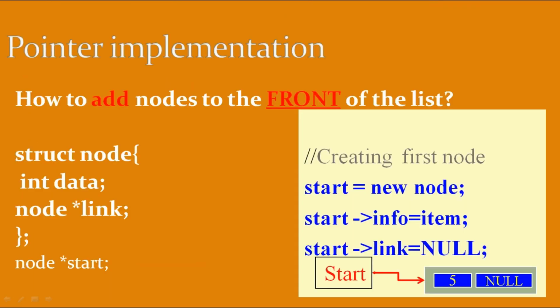How to create a first node? For creation of the first node, we have to initialize the start pointer with the new node, and then we'll copy the item or the data into the info field, and the null will be transferred onto the link field of the start pointer. So this way, a first node will be created and it will be pointed to by the start. You can see here in the example that in the info field we assigned a value 5, and in the link field a null value is assigned because it is the only node in the current linked list.